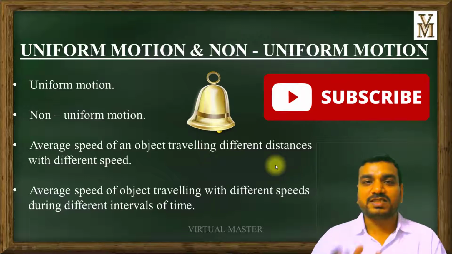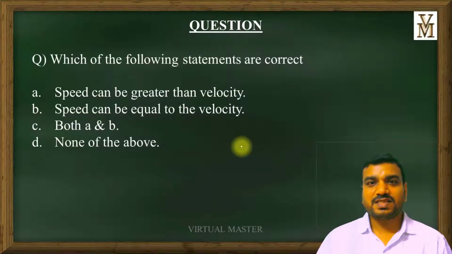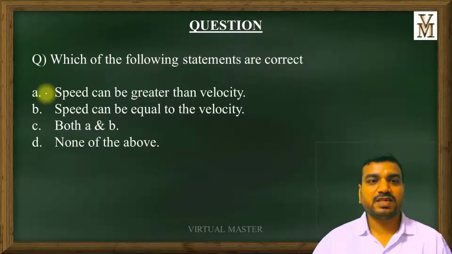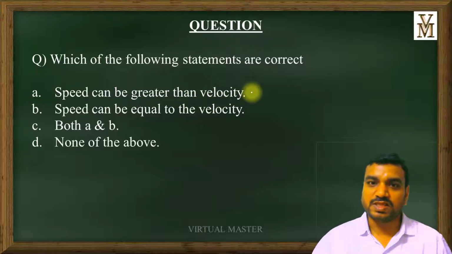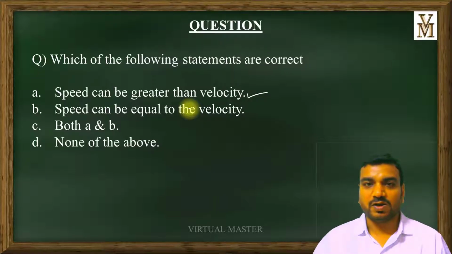Before starting our first topic, that is uniform motion, first we are going to discuss the question that was asked in the previous session. In the previous session, we asked you which of the following statements are correct. The first statement is speed can be greater than velocity. So this statement is true.